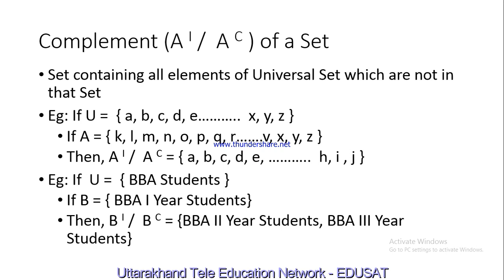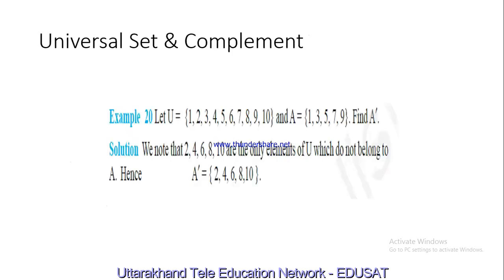So you can understand, in the universal set there are all the BBA students, which includes the first year, the second and the third year students, while B only has the first year students. So naturally the complement will be those elements which are there in the universal set but they are not there in the set B. The elements which are not there in set B are BBA second year students and BBA third year students, and that is why B complement, shown here by B dash or B^C, will be equal to BBA second year students and BBA third year students. Is this understood?